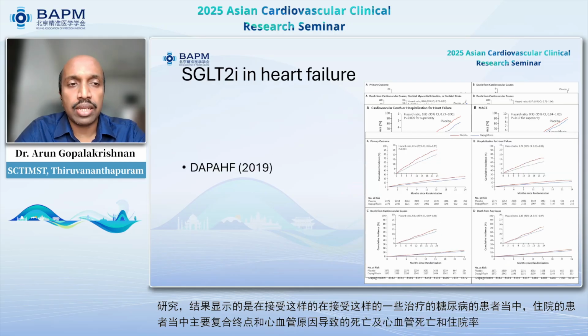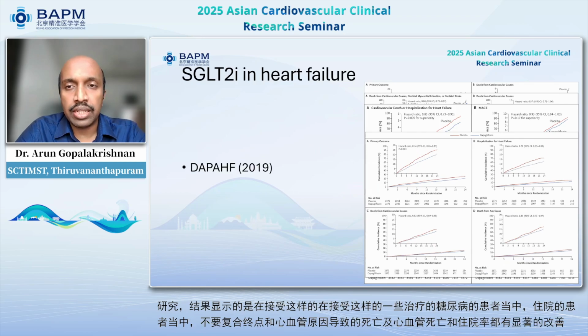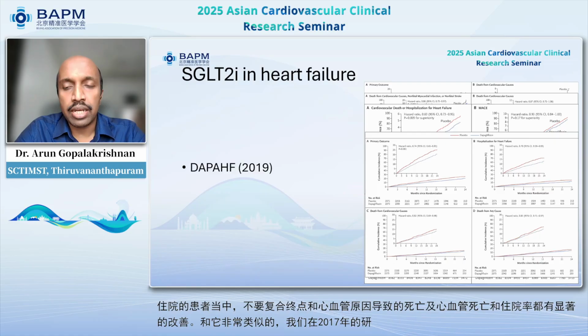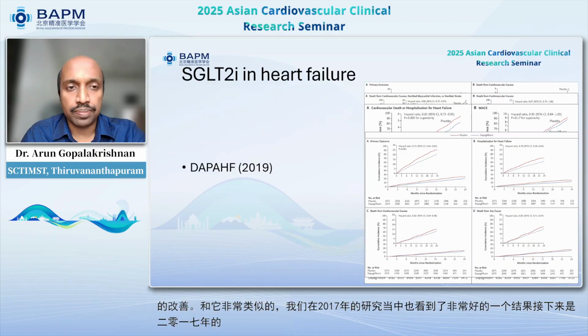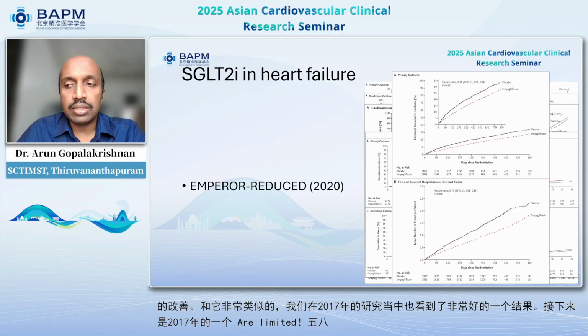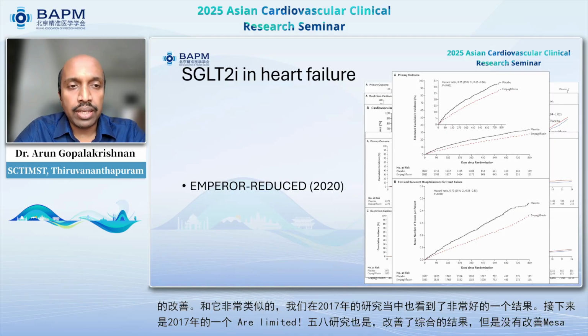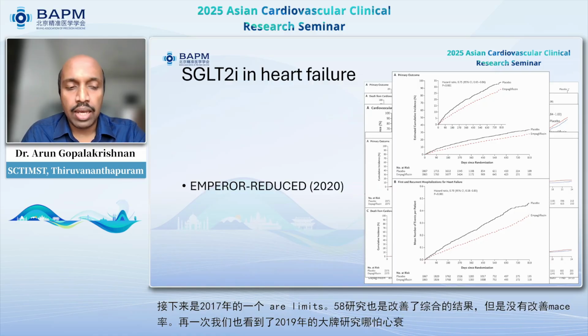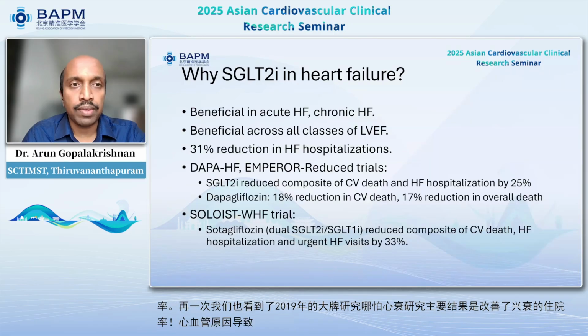Then the landmark trial, DAPA-HF, came in 2019, where the primary outcomes, hospitalization for heart failure, death from cardiovascular causes, and all-cause mortality were improved by dapagliflozin. Similar studies were attempted with empagliflozin. Here, the EMPEROR-Reduced trial showed improvement in the primary outcome and in heart failure, but did not improve death. Subsequently a host of studies came, and the rest is history.